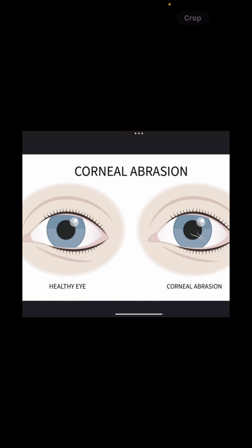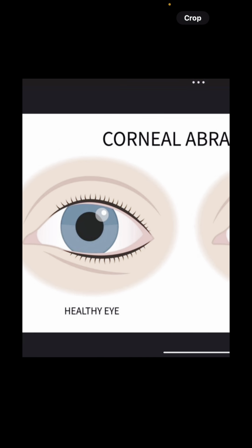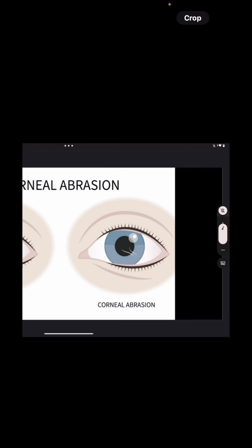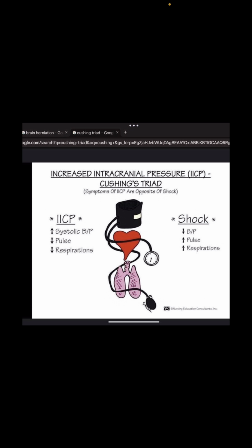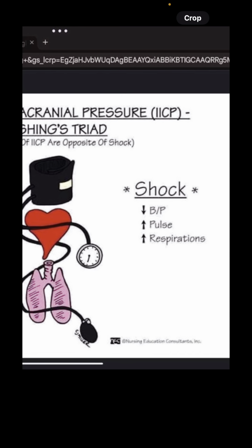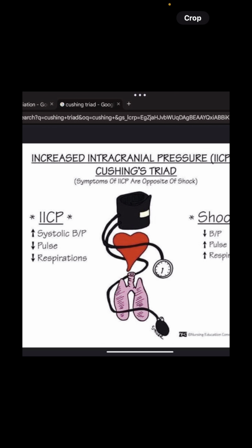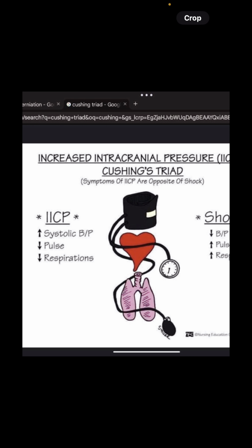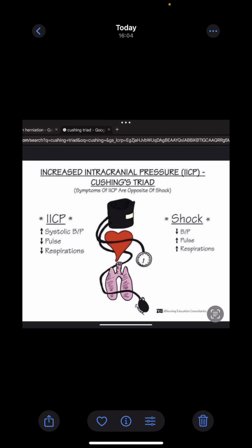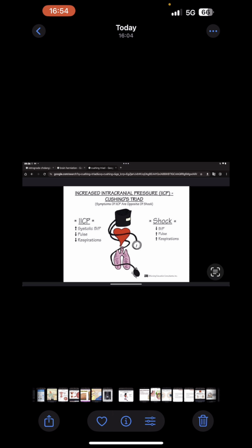Next is corneal abrasion. This is a photo showing a healthy eye, and corneal abrasion looks like this on the eye. So next is Cushing's triad, or increased intracranial pressure signs. So we all know the signs of shock are decreased BP, increased pulse, and increased respiration. So the symptoms of increased intracranial pressure are just opposite to the signs of shock, as we can see, which will be increased systolic blood pressure, decreased pulse, and decreased respiration.